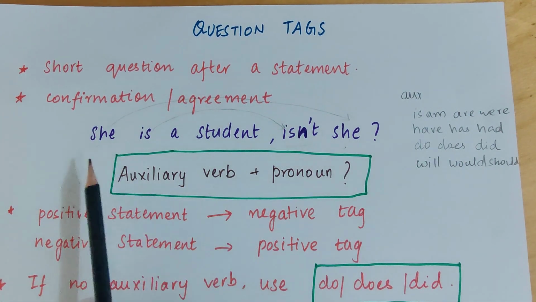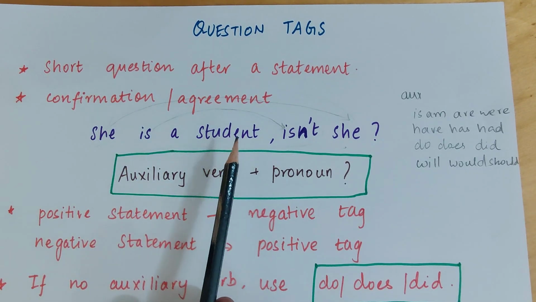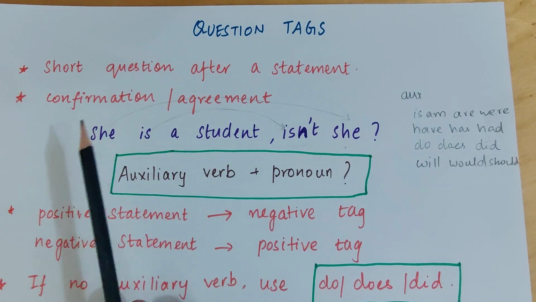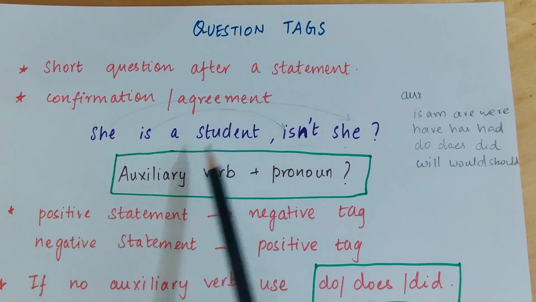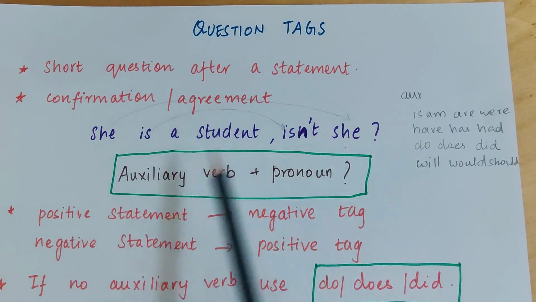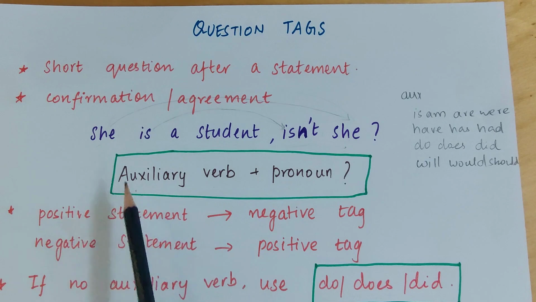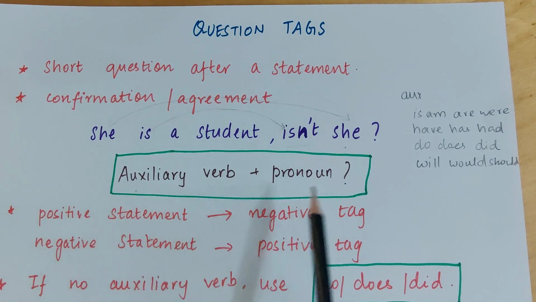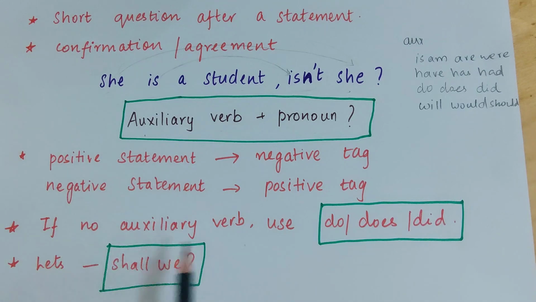So to recap, question tags are short questions after a statement used for confirmation or agreement. The format is statement, comma, tag, question mark. To form a tag, we have to look for the auxiliary verb, and whether it is a positive or negative statement. If it is a positive statement, use a negative tag. Negative statement, use a positive tag, and add a pronoun and a question mark. If there is no auxiliary verb, we have to use do, does, did based on the tense. And we have seen some exceptions. The important exception is when there is let's, always use shall we.